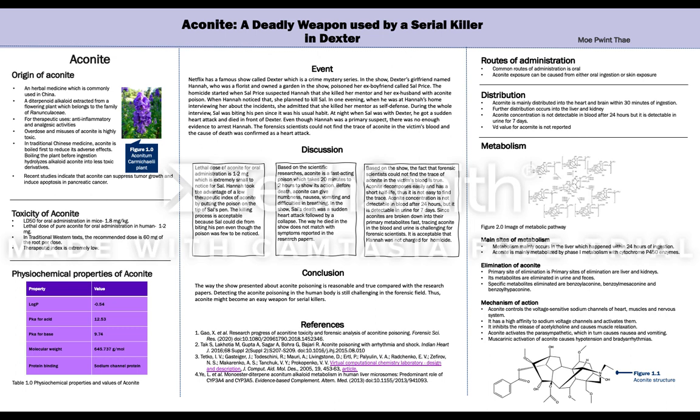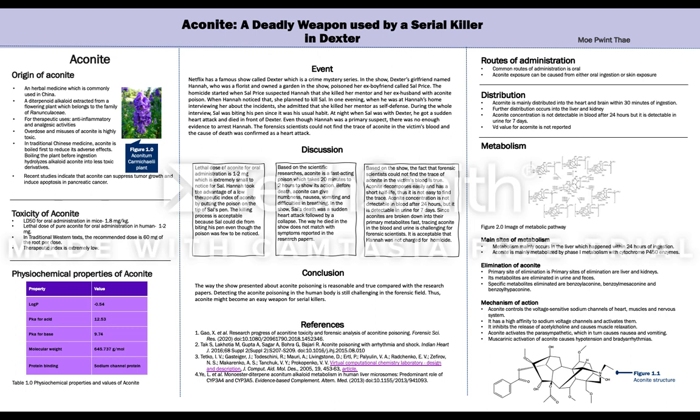The background story is taken from the show called Dexter, and there's one episode that makes me think, how is that possible? How could that poison kill a man? So before answering these questions, let me present the background story from Dexter. Dexter is a very famous show on Netflix, which is a crime mystery series.